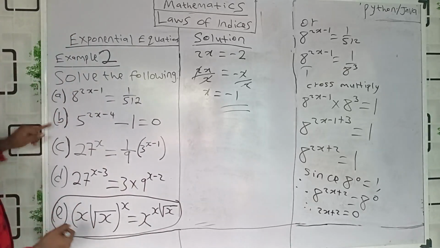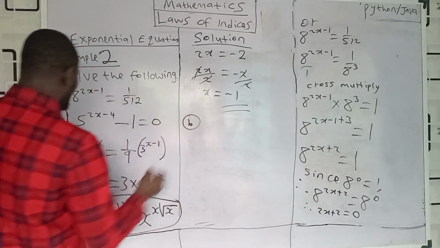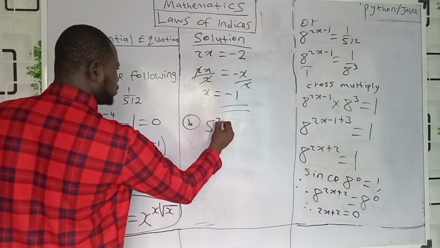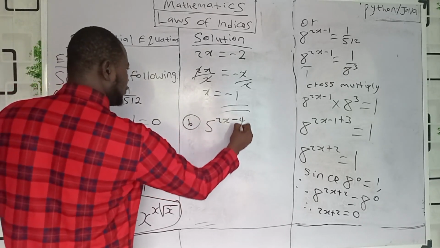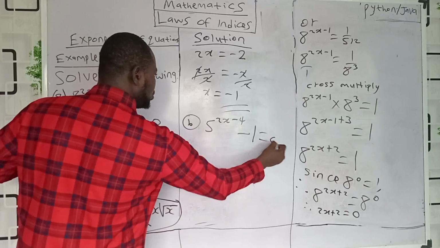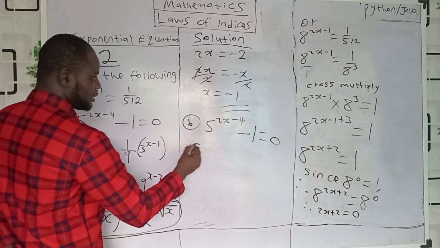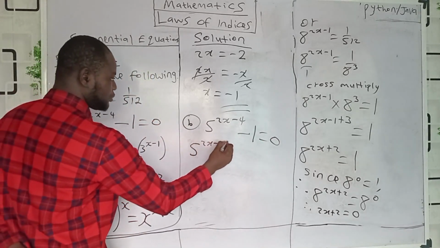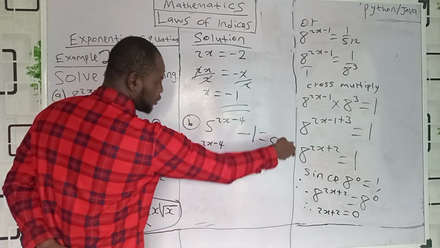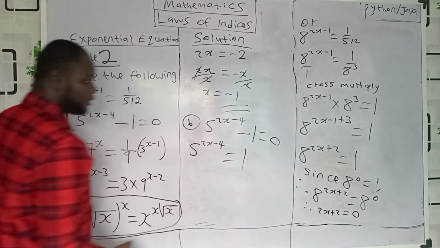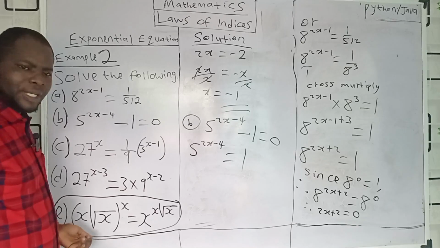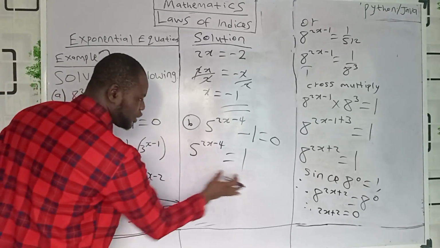Now let's go forward. The B part. What do we have in B part? 5 raised to power 2x minus 4 minus 1 equal to 0. Very simple. I can just say 5 raised to power 2x minus 4. I can transfer minus 1 to the other side. Of course, it will become positive 1.